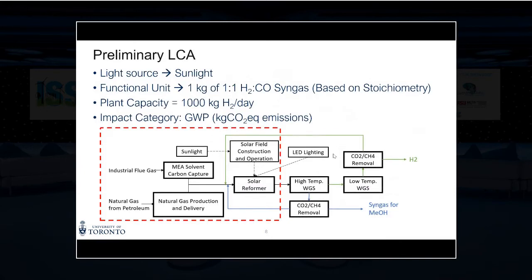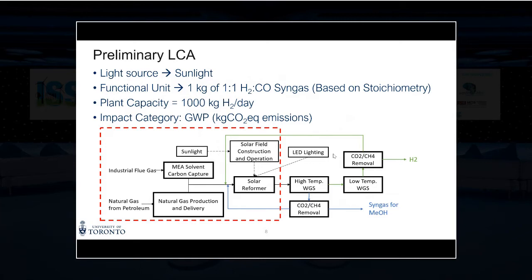So a preliminary LCA was conducted on the portion of the commercial scale model that's outlined in red. It utilized the light source of sunlight, and was done using a functional unit of 1 kilogram of 1-to-1 hydrogen to carbon monoxide syngas, which is just based on the stoichiometry of the dry methane reforming reaction. And for the analysis, a plant capacity of 1,000 kilograms of hydrogen per day was chosen. And the impact category of interest when doing this analysis was GWP, or the global warming potential, in kilograms of CO2 equivalent emissions.